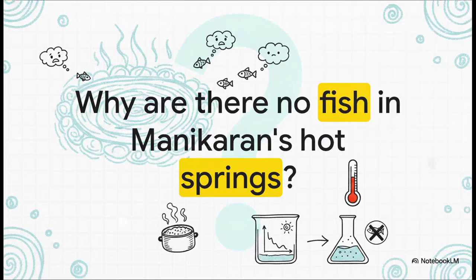Now, what's really interesting about this slide is that it brings us to a fascinating real-world mystery. There's a really famous natural hot spring in Manikaran, India. The water there is so intensely hot that people actually cook rice in it. But here is a scientific question I want you to ponder. Why is there absolutely no aquatic life, no fish at all, living in those natural hot ponds? Well, it actually has everything to do with solubility and temperature.